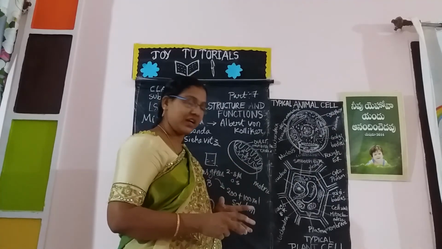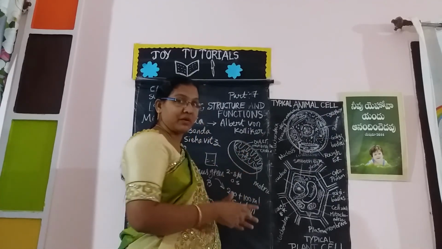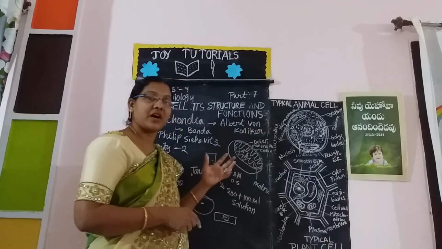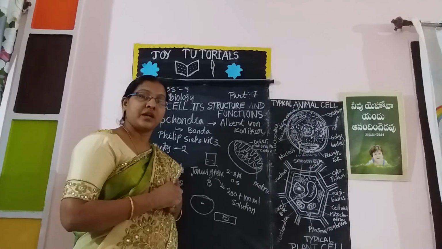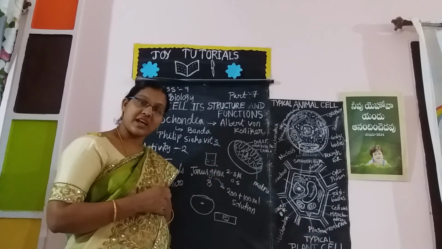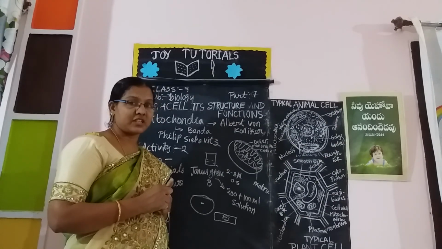The matrix is a fluid filled space. It contains ATP, food particles, DNA, ribosomes, etc. It releases energy in the form of ATP. ATP means adenosine triphosphate. Energy is released. It performs cellular respiration.